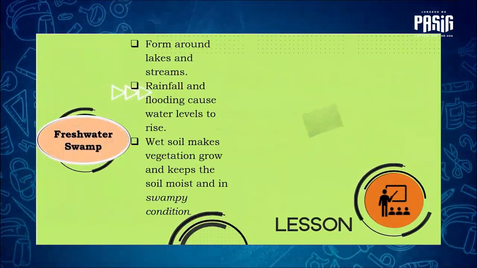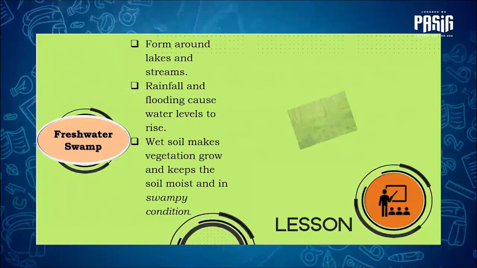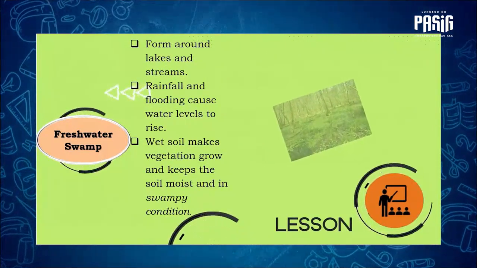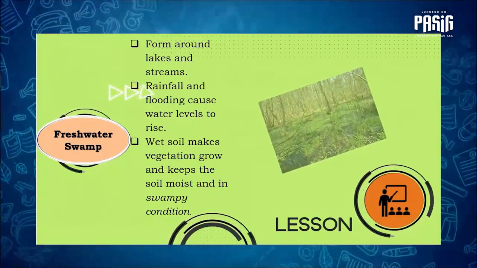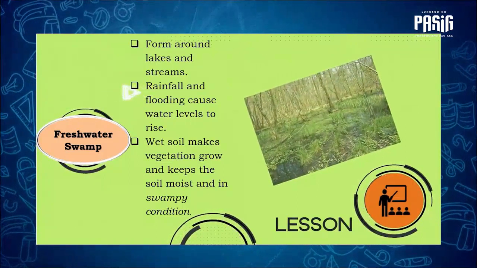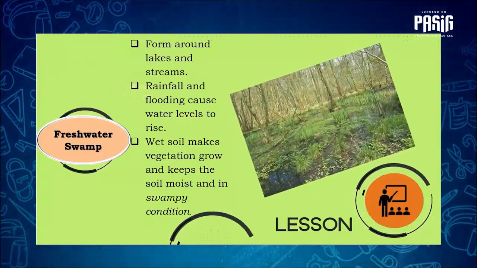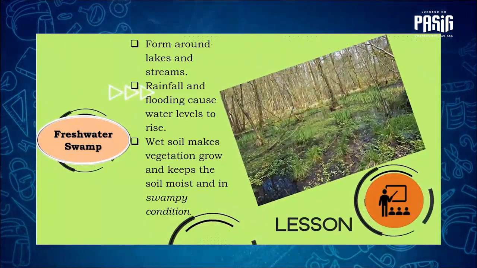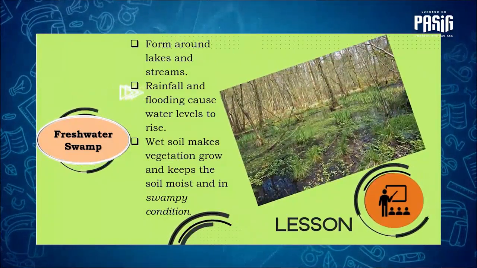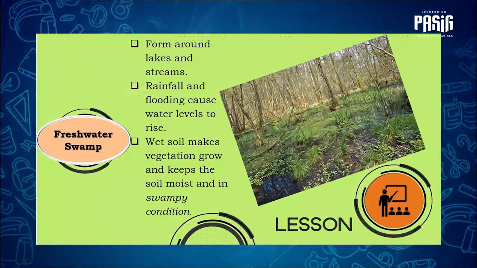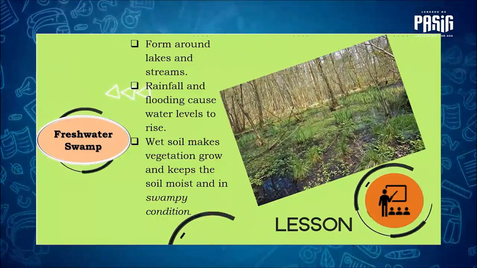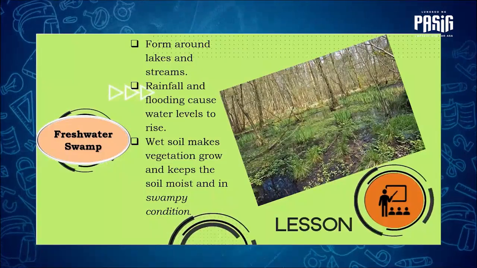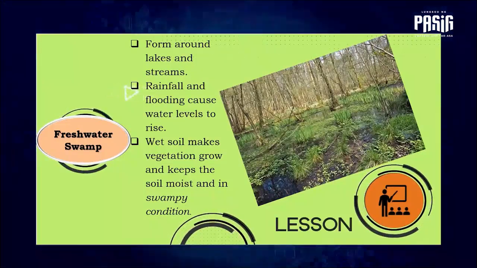Freshwater swamps form around lakes and streams. Rainfall and flooding cause water levels to rise. Wet soil makes vegetation grow and keeps the soil moist. In swampy conditions, shadowy trees thrive, in which their root system provides good shelter or habitat for nesting birds, fish, amphibians, and reptiles.